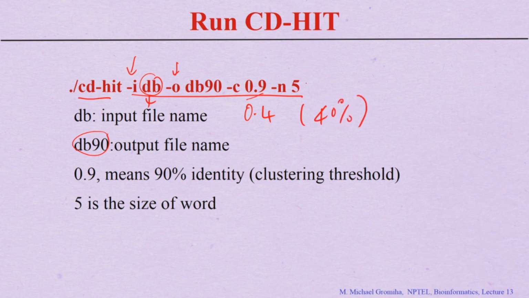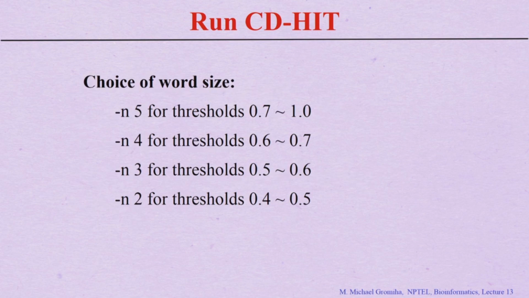And what is n equal to 5? Word size. In this case we look for the pentapeptides, any pentapeptides, how many times each pentapeptide occurs within the 2 sequences. So, depending upon your sequence identity and the word size, CD-HIT will run and give you the sequences. For example, by default they use n equal to 5 for the thresholds 0.7 to 1, n equal to 4 for 0.6 to 0.7, and 3 for 0.5 to 0.6. This is the normal threshold we use for running CD-HIT.